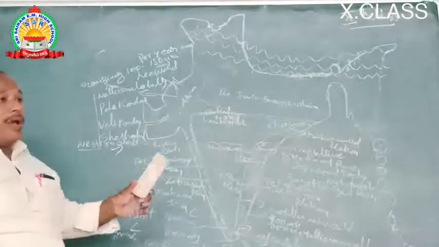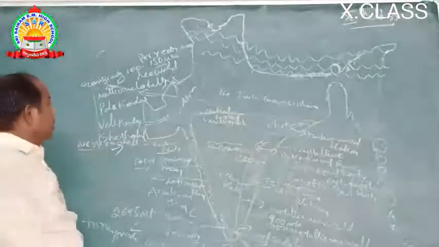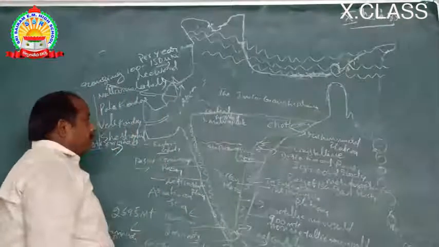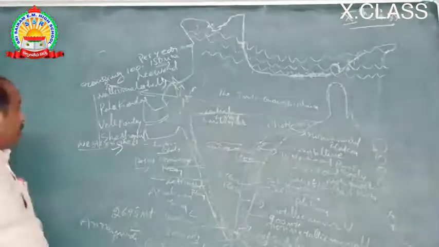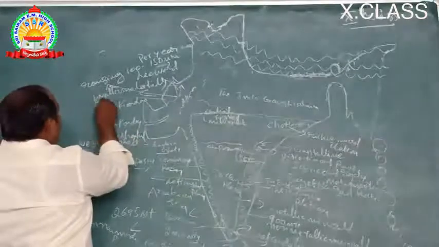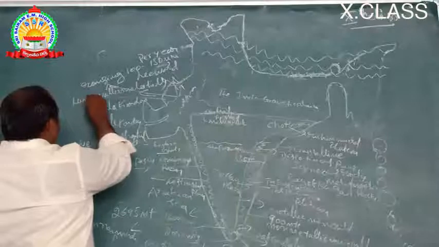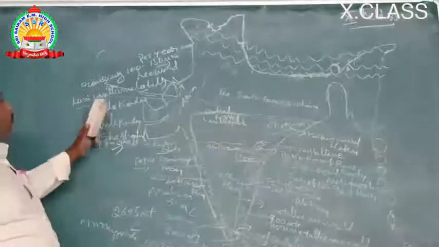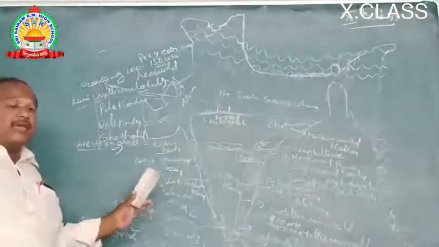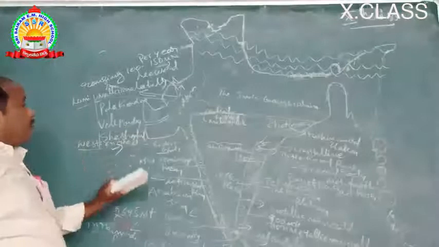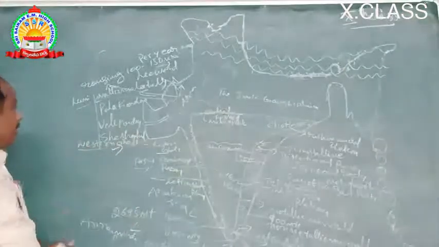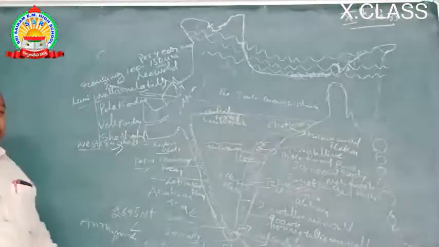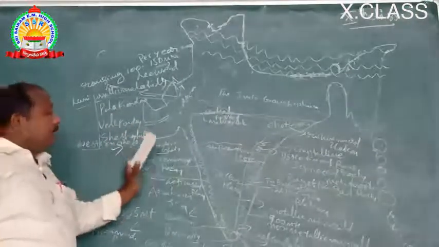There is only one river there, called the Luni River. It is an internal drainage river. It does not reach any sea or ocean. It flows only when there is rainfall; otherwise it is dry. Okay, that is the Thar Indian desert, also known as the Thar Desert.